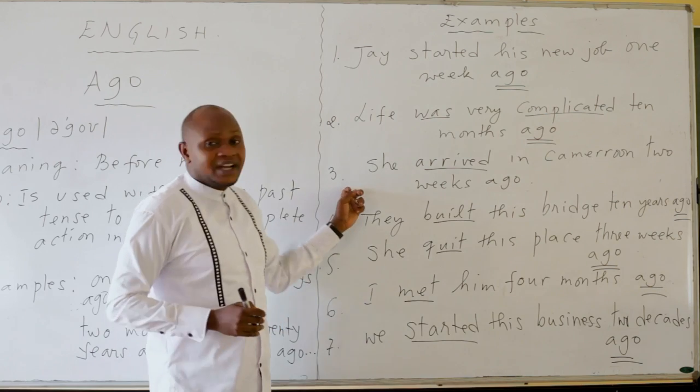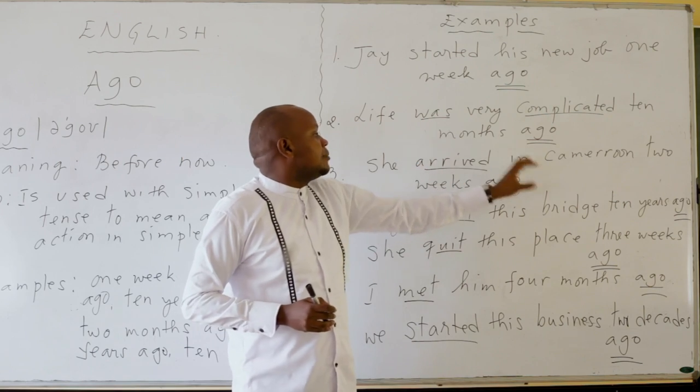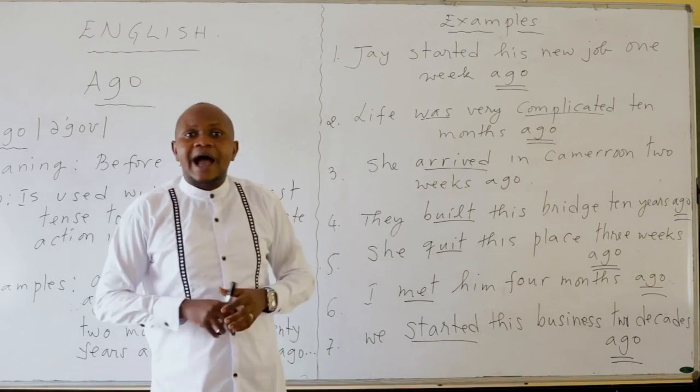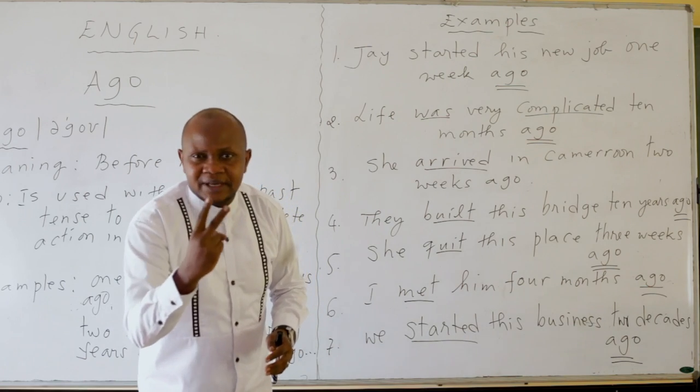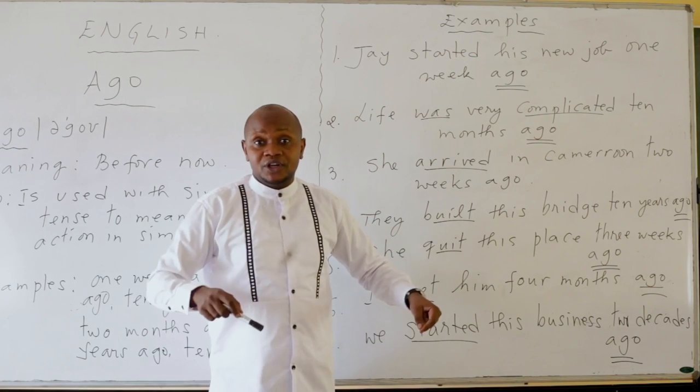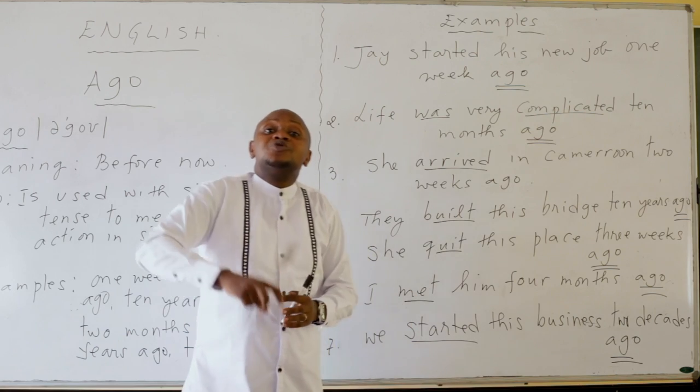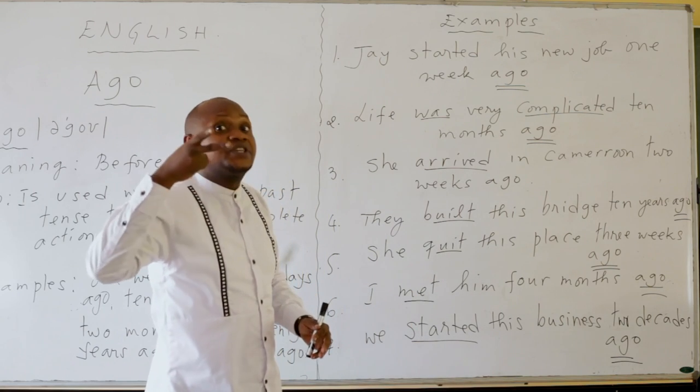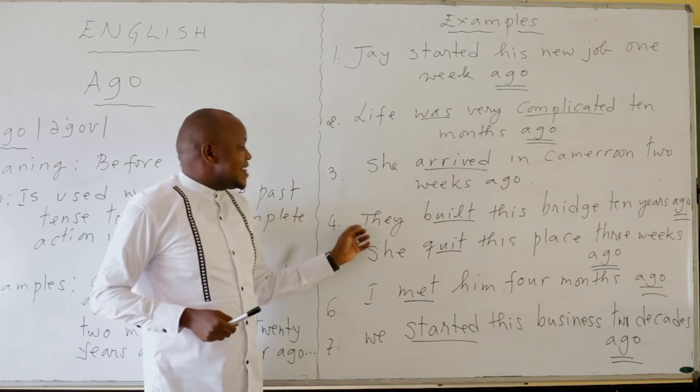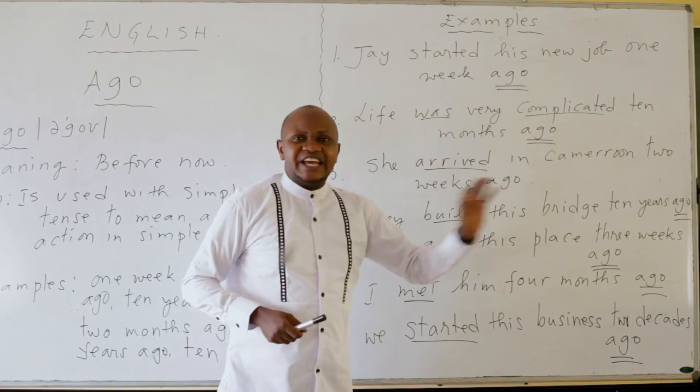Good. Number three, you can say she arrived in Cameroon 2 weeks ago. Here you can say they built this bridge 10 years ago.